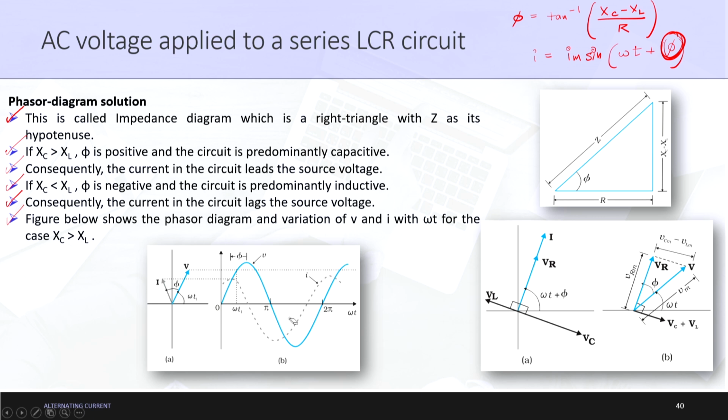Please remember, this time the difference between the time required for the current peak and the voltage peak will not be pi by 2, it will be some other value, right, depending upon the values of xc and xl. For an individual capacitive case, it will always be pi by 2, but for a series LCR circuit or any other circuit which is not individual, this value of the phase difference between the peak current and the peak voltage will not be pi by 2.